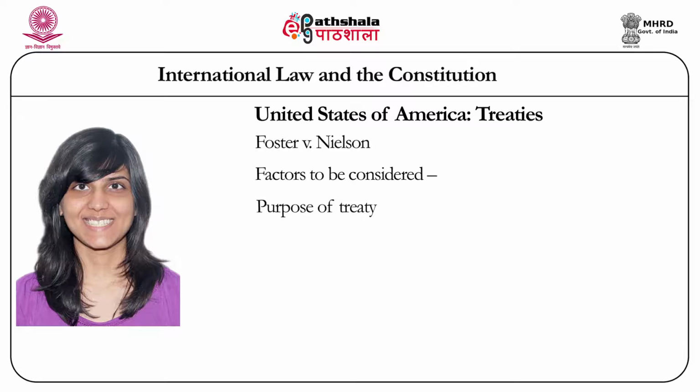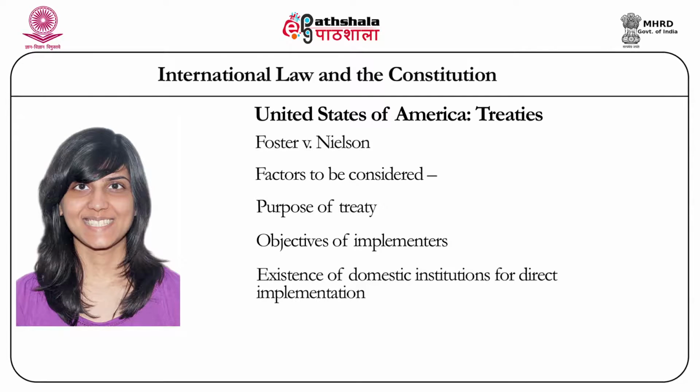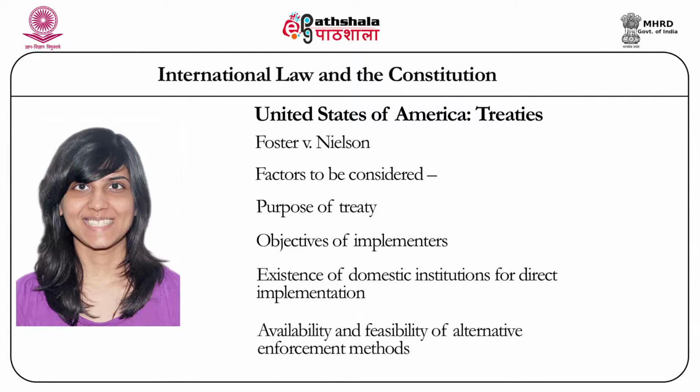Some look at the purpose of the treaty, or the objectives of the implementers, or the existence of domestic institutions for direct implementation, or the availability and feasibility of alternative enforcement methods while deciding whether a treaty is self-executing or not. For instance, some would argue that if alternative means of enforcement do not exist, or are too inefficient or costly to use, and if direct enforcement of treaty rights is the best alternative, then the treaty should be considered to be self-executing. Some even argue that there is a presumption in favor of self-execution in the case of ambiguity.